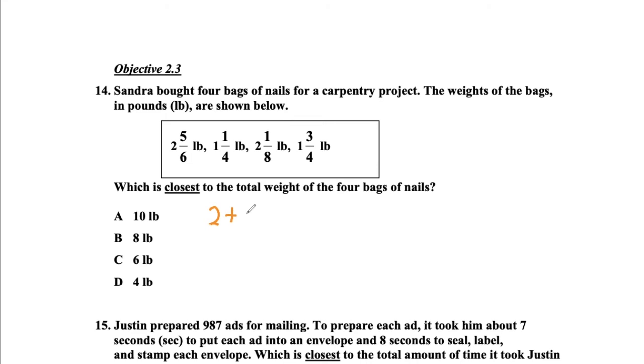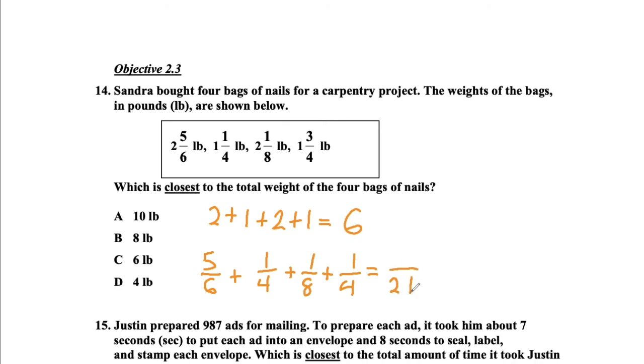So we'll do 2 plus 1 plus 2 plus 1, which is going to be 2 plus 1 is 3, 3 plus 2 is 5, 5 plus 1 is 6. Now we need to add up all the fractions. 5 over 6 plus 1 over 4 plus 1 over 8 plus 1 over 4. So whenever we're adding fractions, we need to come up with the least common denominator. So what is the least common multiple between 6, 4, and 8? This is going to be 24.